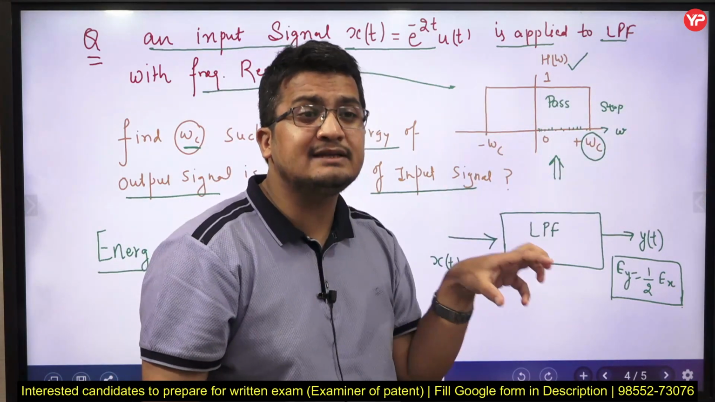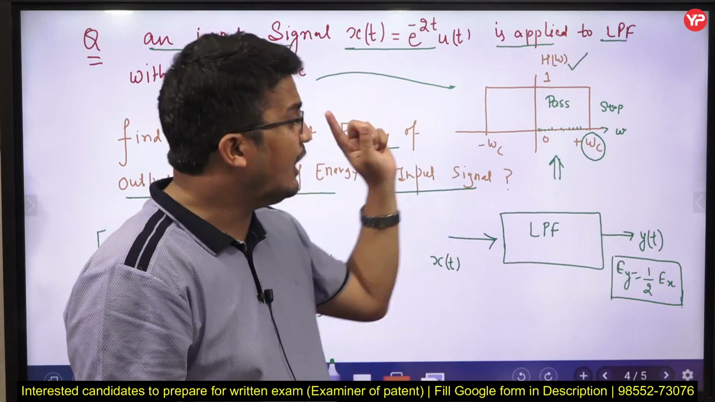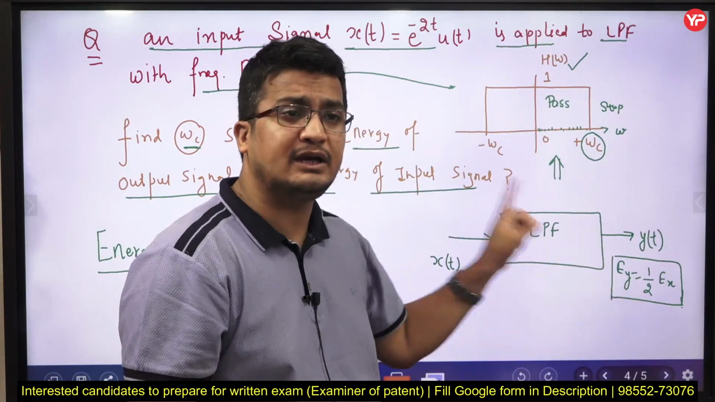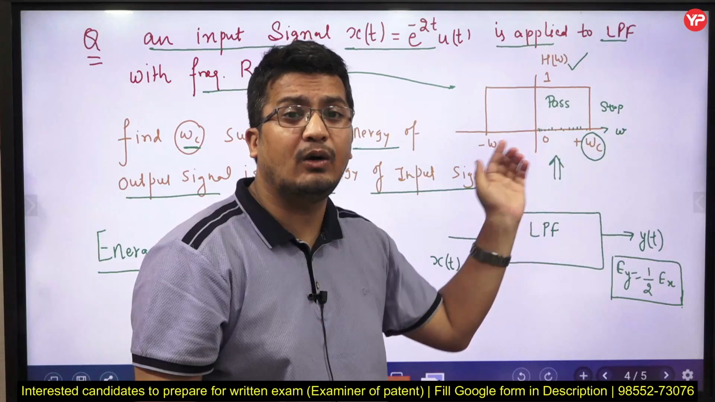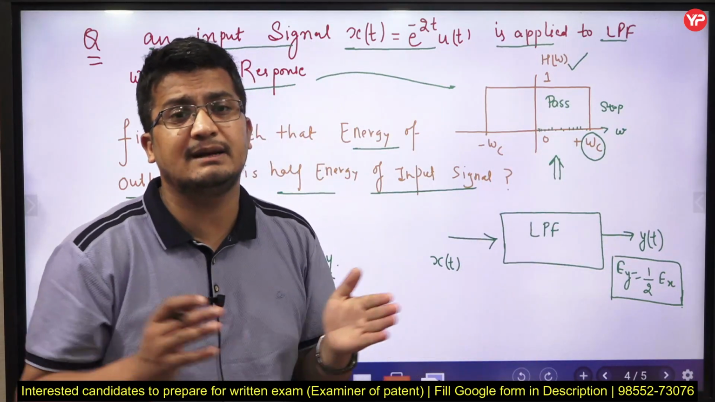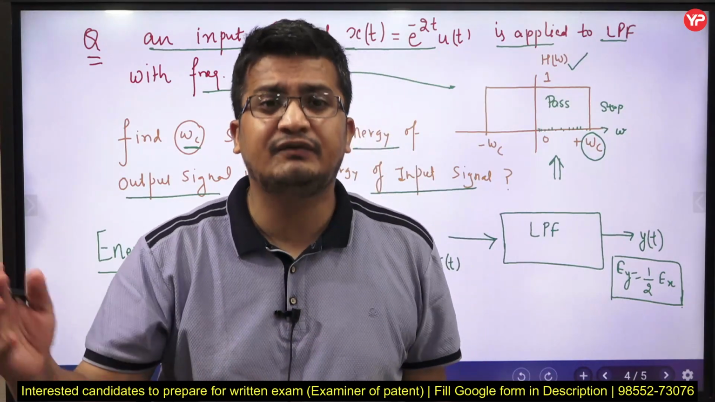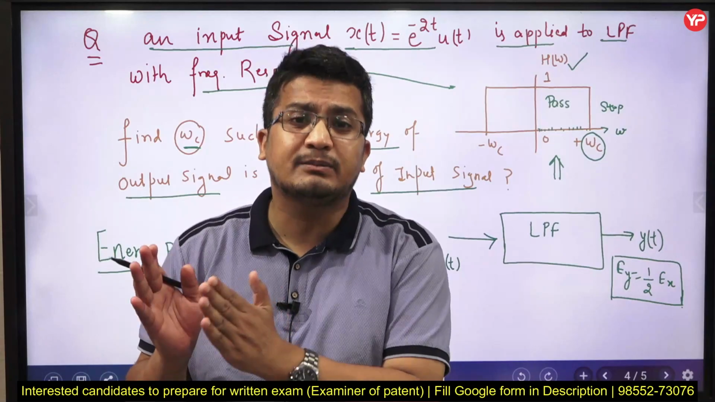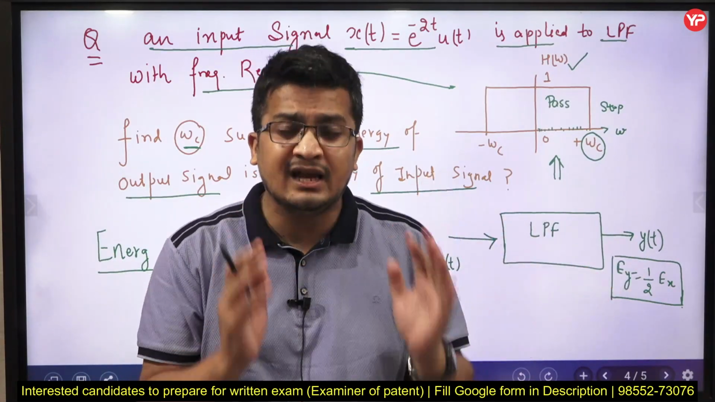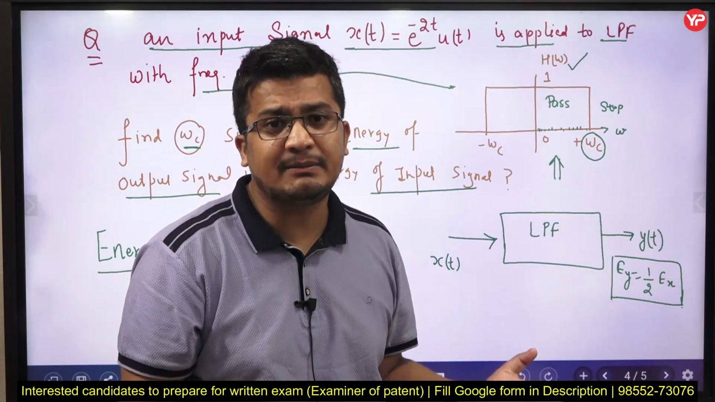So the examiner is asking that you need to make sure in this problem that the output signal energy is half of the input signal energy. You need to adjust this omega c accordingly. See, you might have studied the concept of energy spectral density, that energy is distributed throughout the frequency. So you need to pass such an amount of frequencies of the input signal to the output that they contribute 50% of the input signal energy. This is the concept basically.